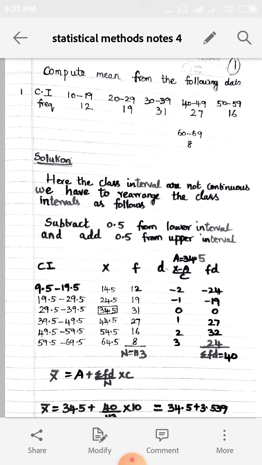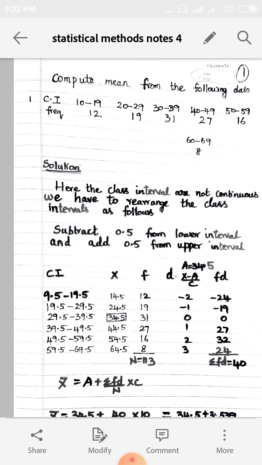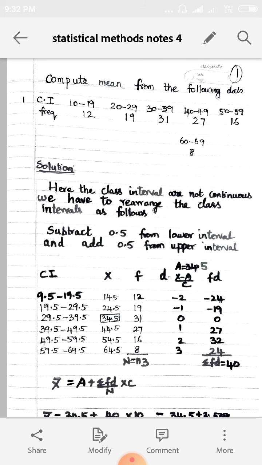What is called lower interval and upper interval? See, 10 to 19, 20 to 29. In 10 to 19, 10 is the lower interval and 19 is the upper interval. Like 20 to 29, 20 is the lower interval and 29 is the upper interval. So, you have to subtract 0.5 from the lower interval. So, from 10, we subtract 0.5, and we get 9.5. And to the upper interval 19, we add 0.5, we get 19.5.